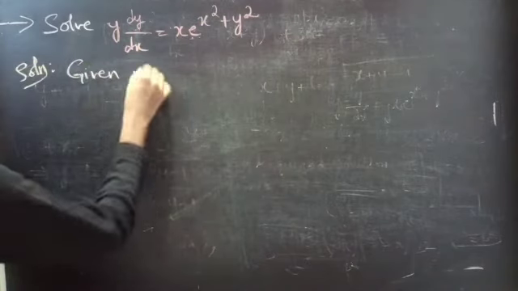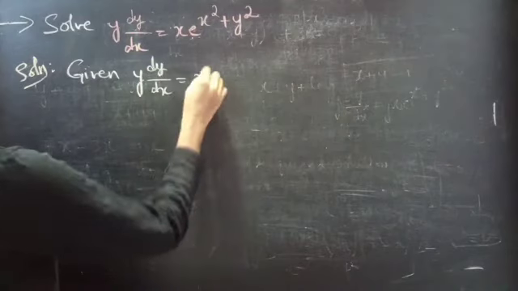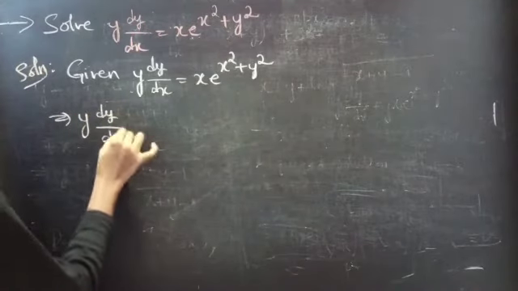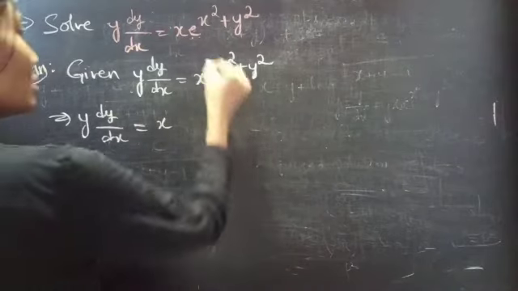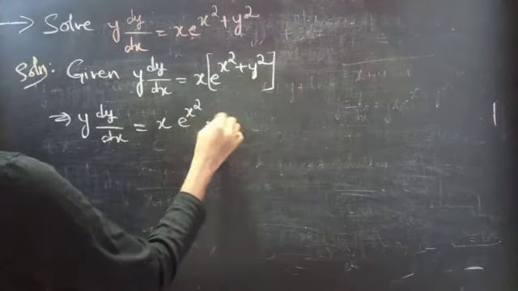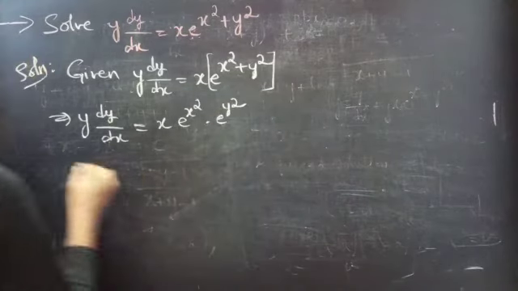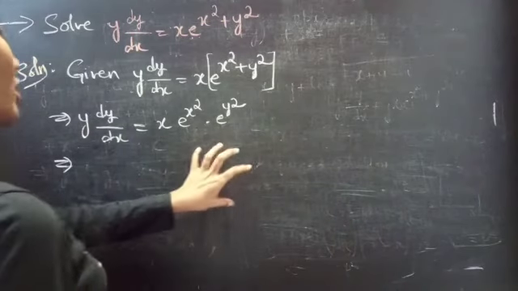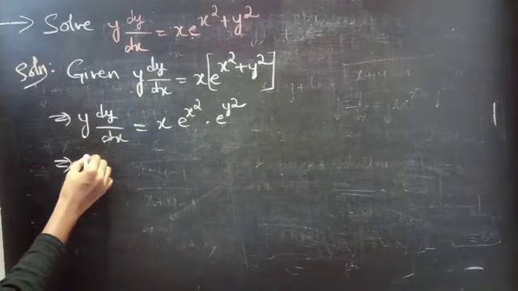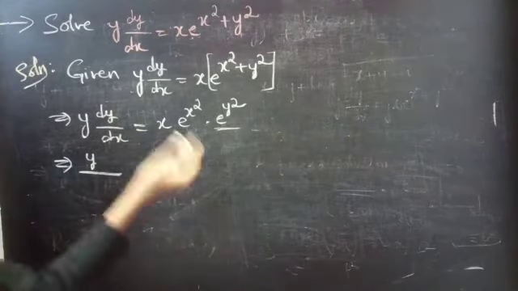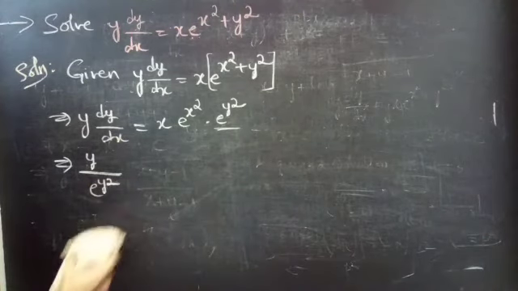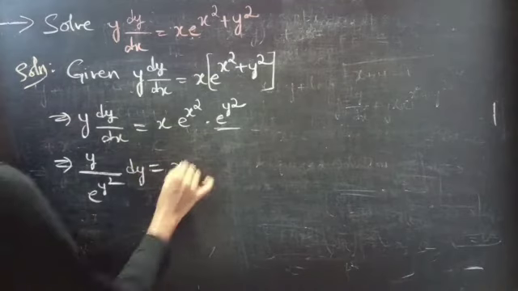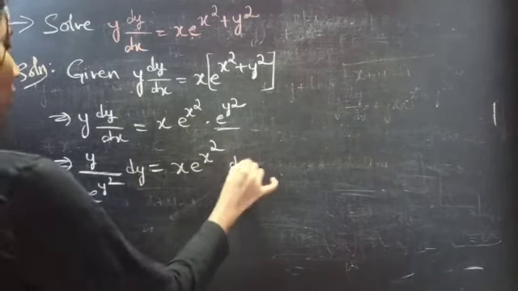Given differential equation, y dy by dx equals x e power x square plus y square. Then y dy by dx equals x into, you can split this as e power x square into e power y square. Then take function in y and dy to LHS and function in x and dx to RHS. So I'll get y by e power y square into differential dy equals functions in x into dx.